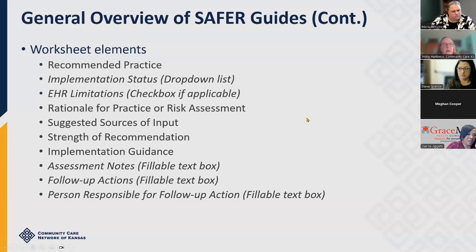The rationale for the practice or risk assessment is also available, suggested sources of input, and so that's kind of the staffing roles that may be able to help identify what you're currently doing, and then what may need to be done. It also includes a strength of recommendation, which is either medium, strong, or required. And so that kind of tells you where they're prioritizing that particular recommended practice.